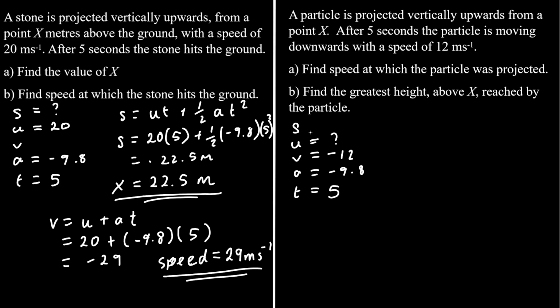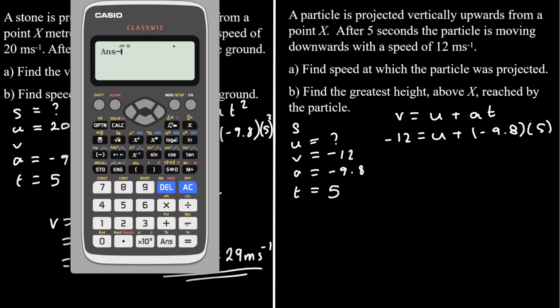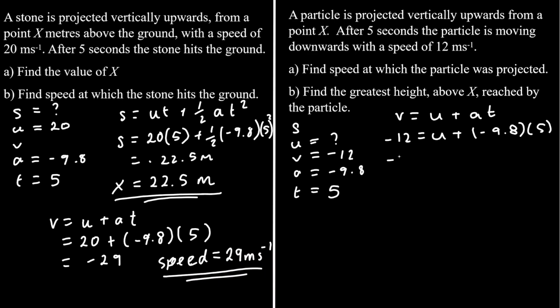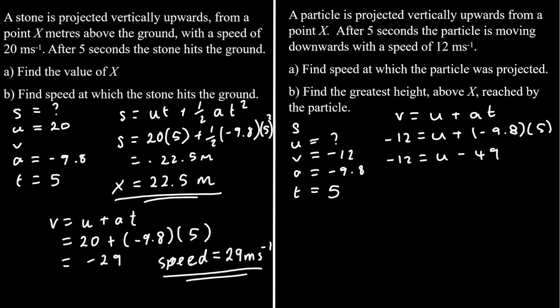So the formula without s is v equals u plus at. So it's negative 12 equals u plus minus 9.8 times 5. 5 times negative 9.8 is negative 49. So minus 12 equals u minus 49. So plus 49 to both sides. So we've got negative 12 plus 49, and that is 37. So u is 37 meters per second.